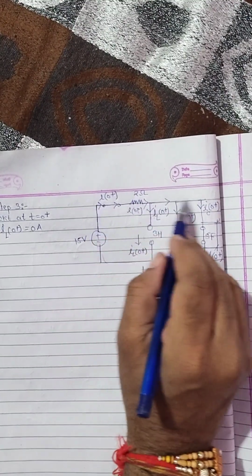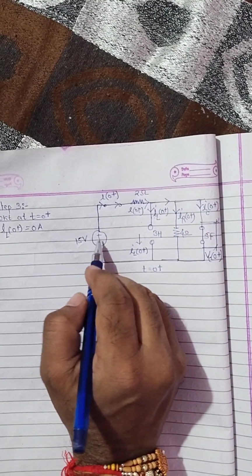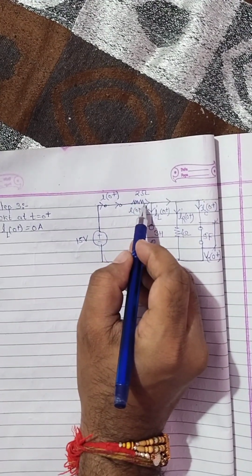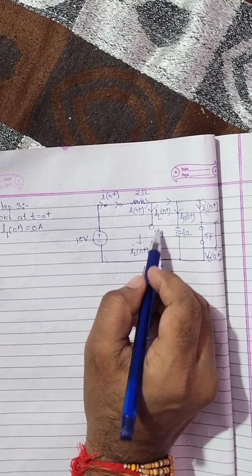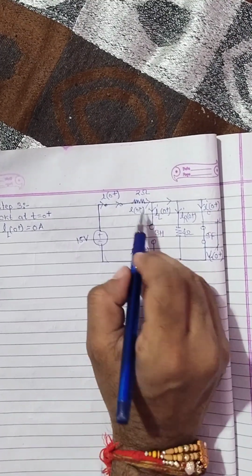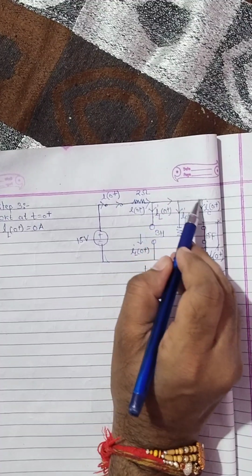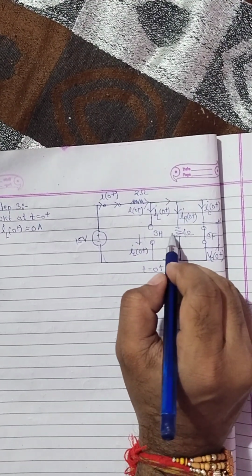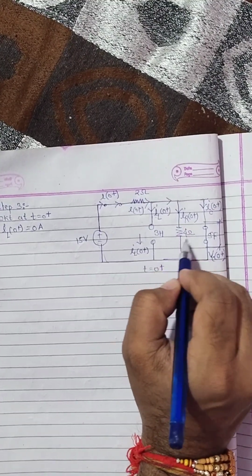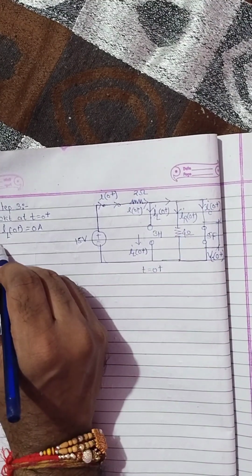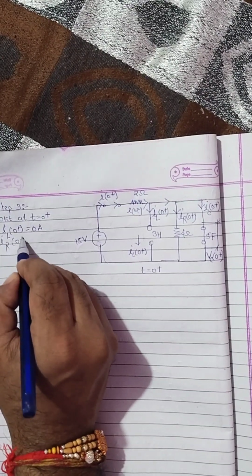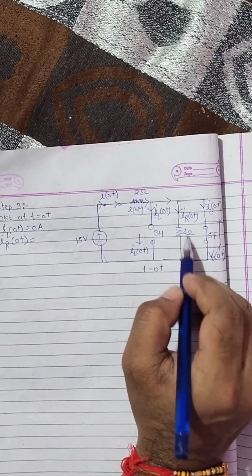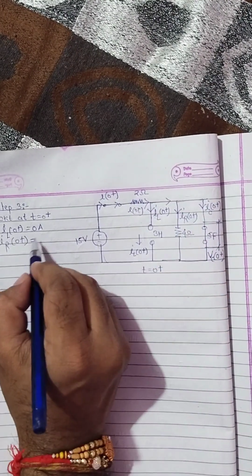So we can say that this 15 volt source will drive a current of I(0+) in this branch, and this is open, so no current will flow in this part. All this current will flow through the short circuit path, and no current will flow through the 4 ohm. So we can say that IR(0+) is 0 ampere.